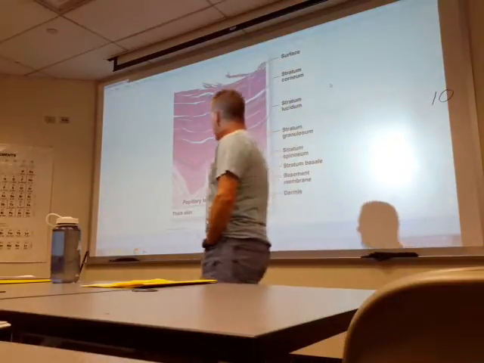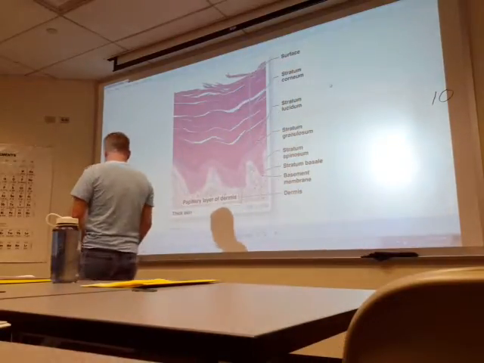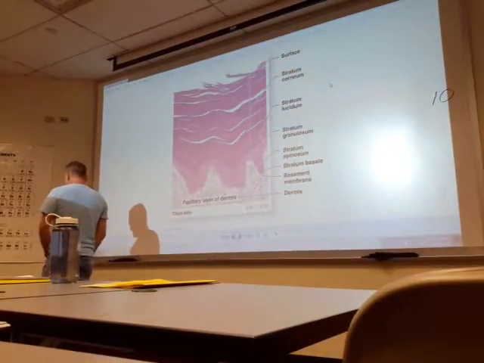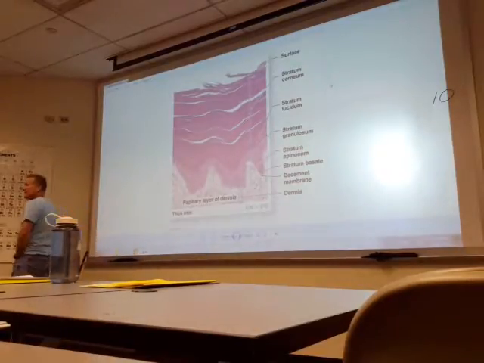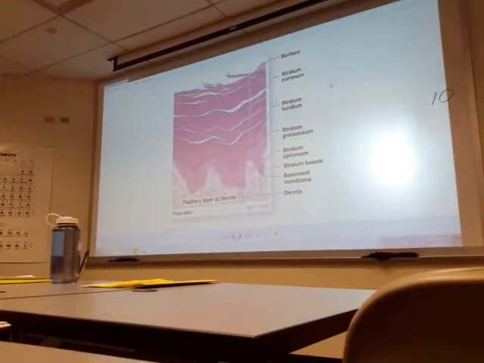So we've got the keratinocytes. Another type of cell found in the stratum basal are the melanocytes. The melanocytes produce melanin, as in our pigmentation. We'll come back to that because there's more to pigmentation than melanocytes.